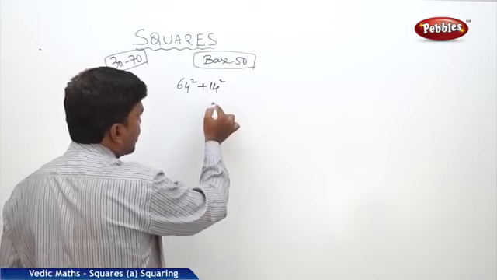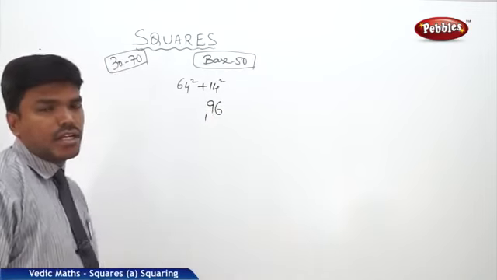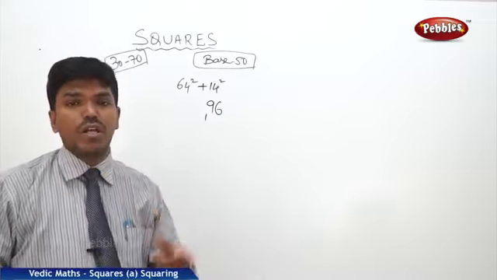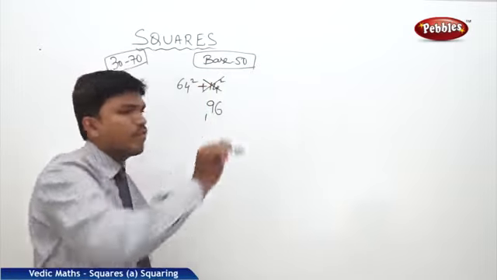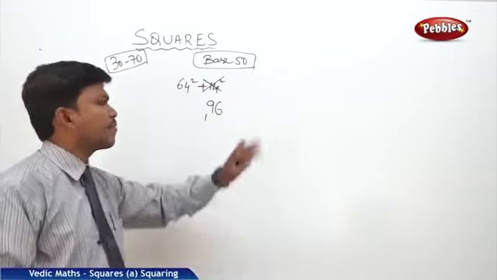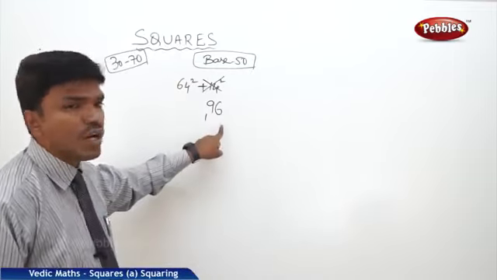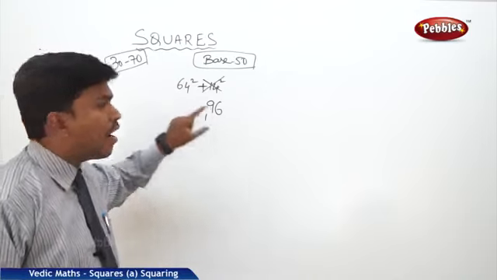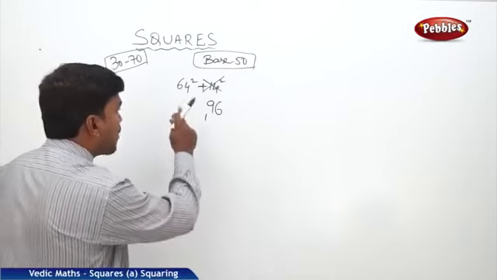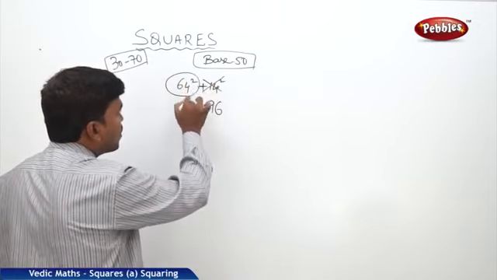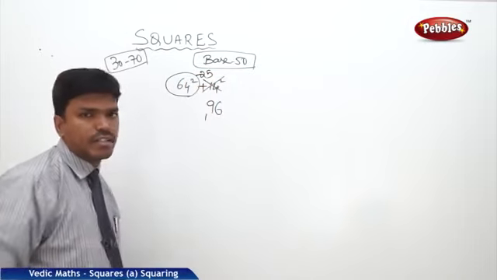196. But I am writing 96 and 1 will be the carry. Now ignore this 14, the excess number, for some time. This is the right side part of the answer we got. Now to get the left side part of the answer, what we need to do is subtract 25 from the main number we have taken.